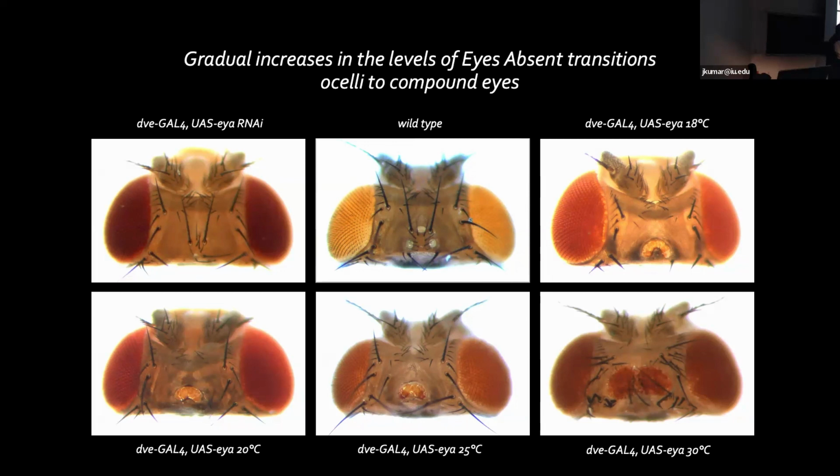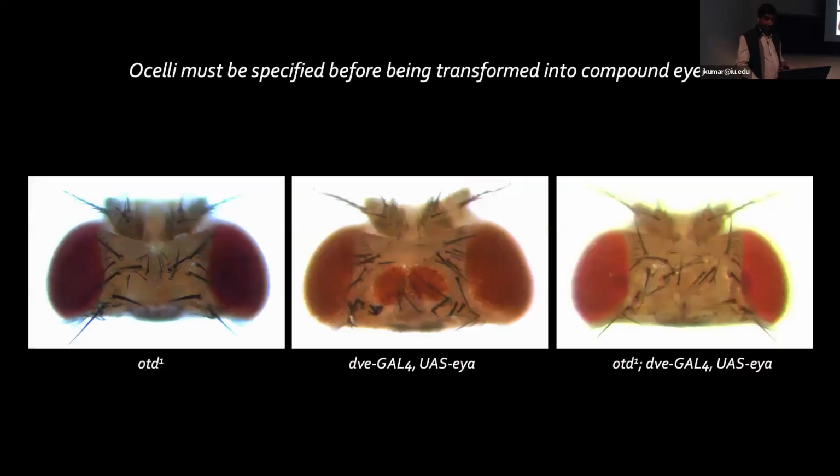At 25 degrees, there's more facets. You now begin to see the compound eye pigment colors coming in. And then finally, when you shift it to 30, you can see this transformation to compound eyes. So we're able to see that structure is changing from one visual organ to another, just as you raise eyes absent levels. And then I hope this last proof is going to sort of help.